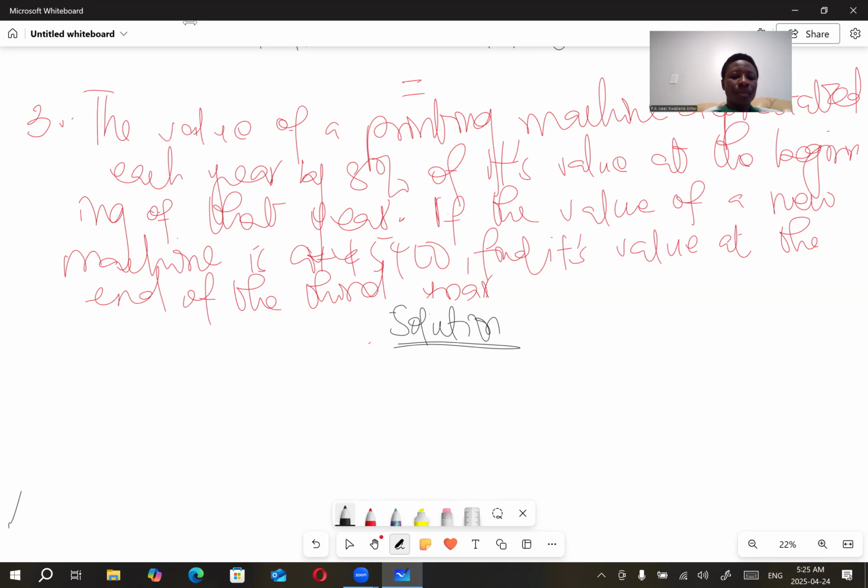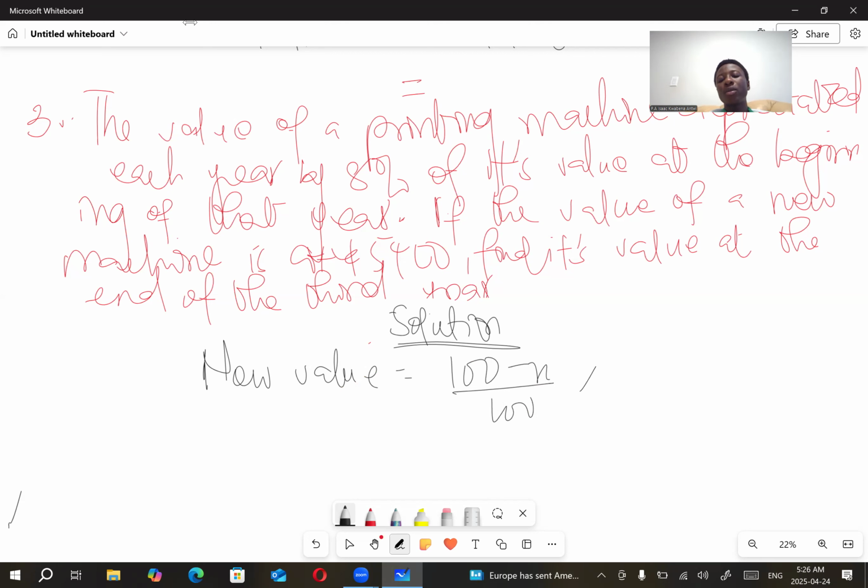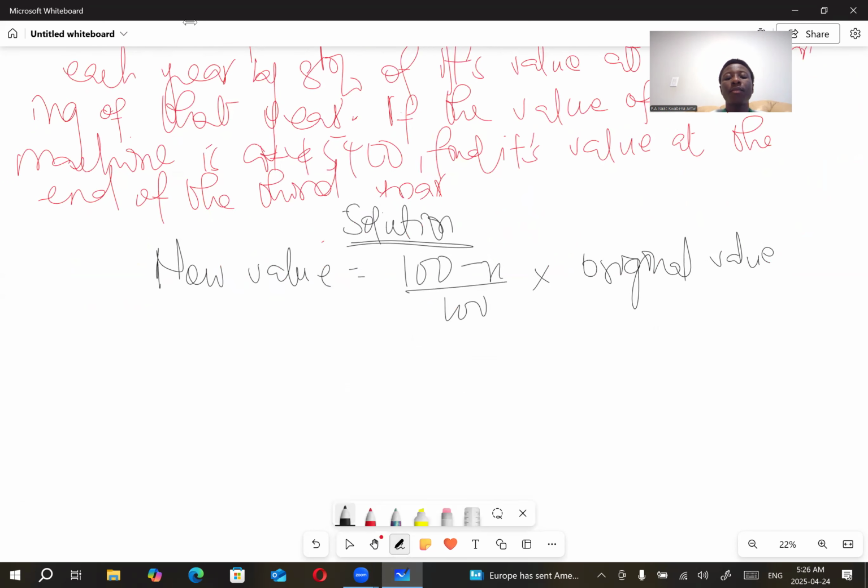So you know that the formula to find new value is equal to 100 minus the depreciation rate all over 100 times original value. It's always good to introduce a formula. Next, now you start with year 1. They say it drops every year, so start with year 1. You see it's the same principle, but the dynamic has changed.